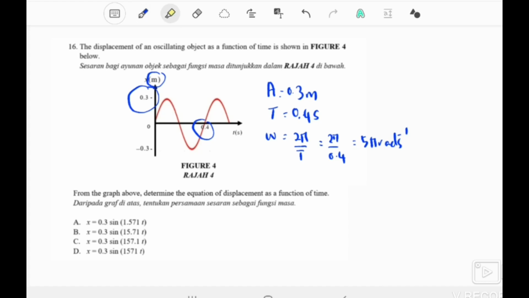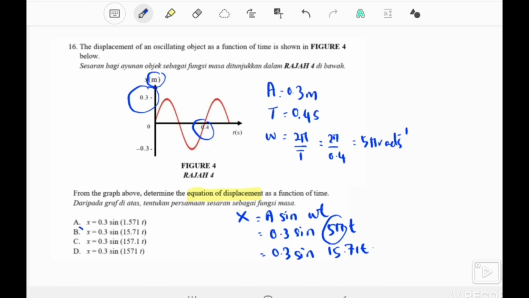Okay, soalan dia nak equation of displacement as function of time. Dia nak equation. So kita keluarkan dulu the general equation for simple harmonic motion. So x equal to a sin omega t. A kita 0.3 sin 5 pi t. Okay, ada tak jawapan kita? 5 pi tak ada. So kita kena tukar, cuba tukar ini. So 5 pi itu sebenarnya sama juga dengan calculator. So here is 0.3 sin 15.71t, and the answer is B. Okay, so settle for question number 15 and 16. Thank you.